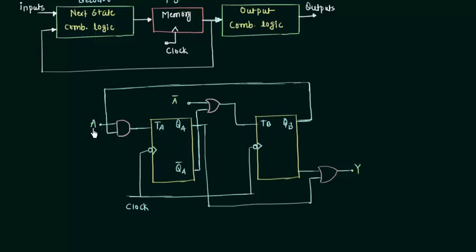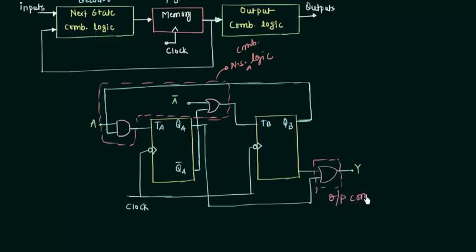You can see here the input A is given to these two logic gates, and this is our next state combinational logic, and this OR gate is our output combinational logic.